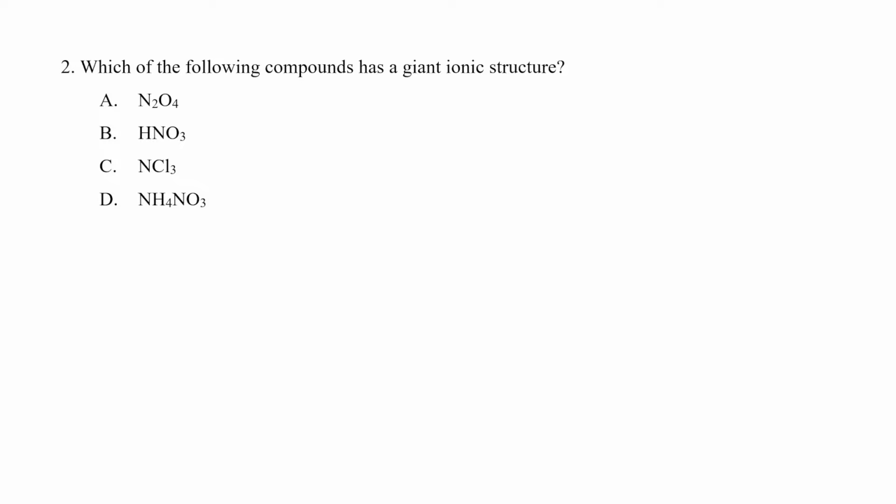2014 question 2. Which of the following compounds has a giant ionic structure? So, giant ionic structure. Of course, ionic compounds would have giant ionic structures. And how do we know whether there are ionic compounds present or not? Usually, as I mentioned before, there are two types of ionic compounds.